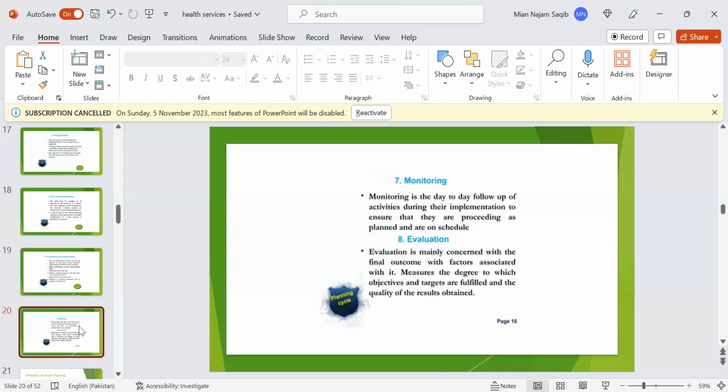Monitoring. Monitoring is the day-to-day follow-up of activities during their implementation to ensure that they are proceeding as planned and are on schedule. Evaluation is mainly concerned with the final outcome with factors associated with it, and measures the degree to which objectives and targets are fulfilled and the quality of results obtained.